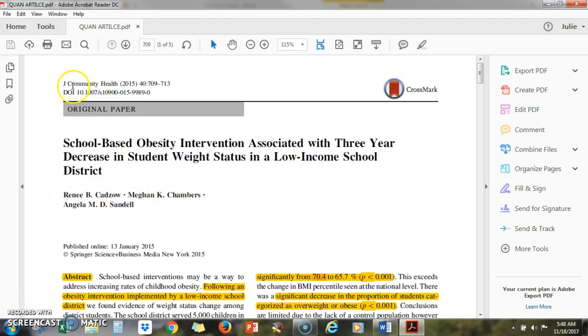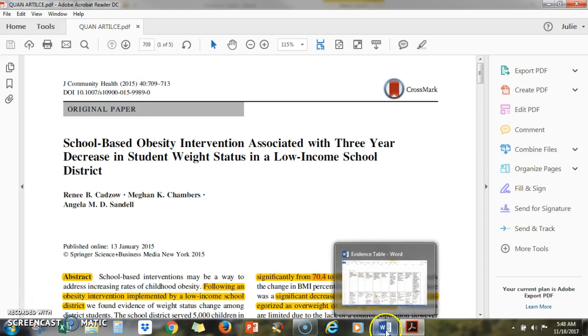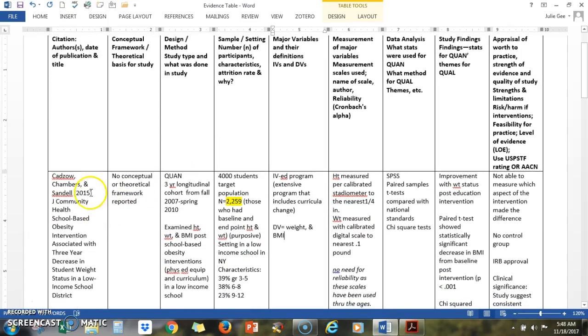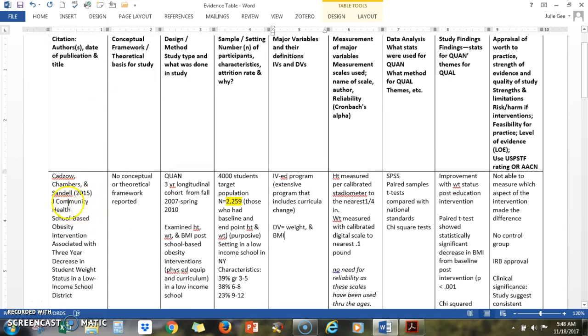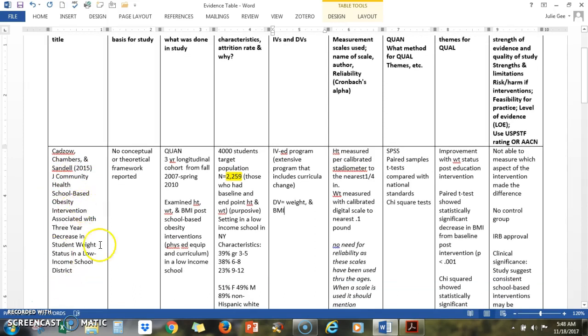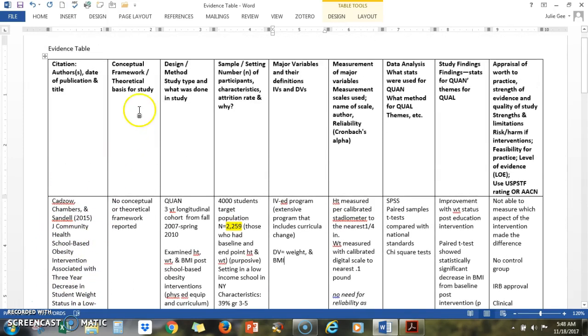Here's our three authors, and this is the Journal of Community Health, and it was in 2015. So the first thing I'm going to do is just cut and paste that information right into this first title. Here's our three authors, year, here's the journal, and then this is the title of the article. So the next thing we're going to look at is conceptual framework and theoretical basis for the table.